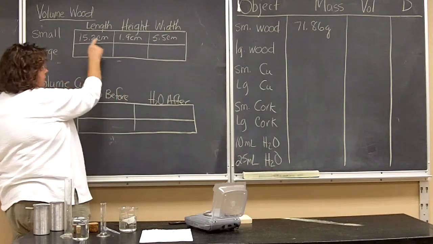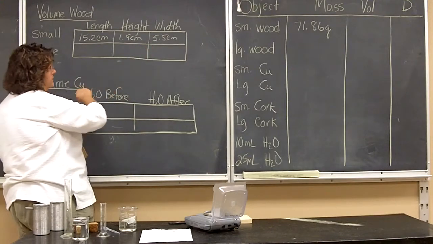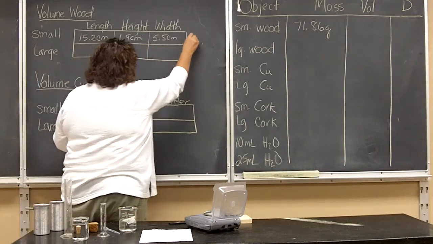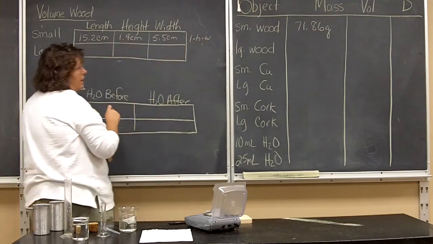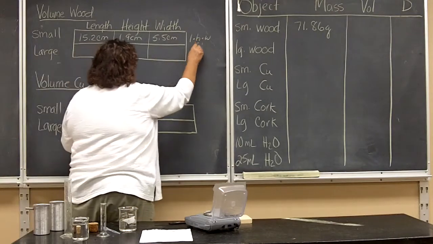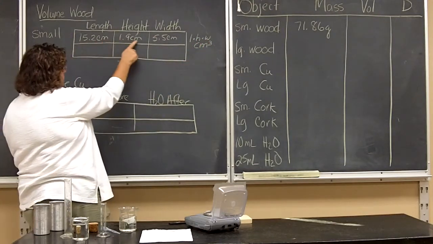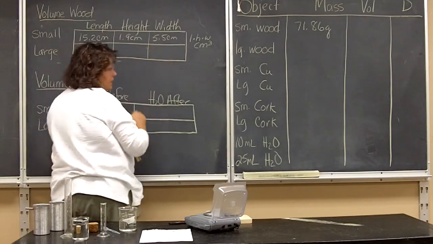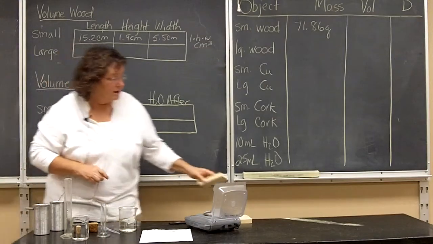Right, now you have length, height, and width. You'll have to calculate volume, so don't forget to do that. Take length times height times width. And don't forget that those units are going to be cubic centimeters, because we take centimeters times centimeters times centimeters. So that's the first block.